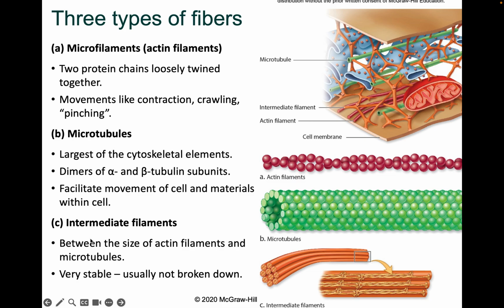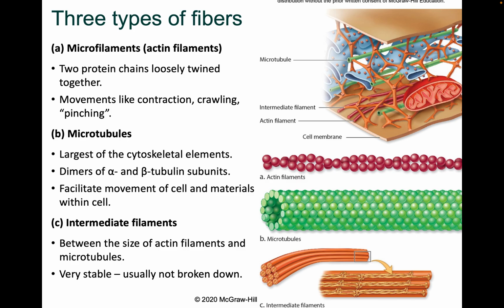And then you have the final one, which is intermediate filaments. Intermediate filaments are, as the name says, intermediate, meaning that they're in the middle in size. They're bigger than microfilaments but smaller than microtubules. And these are very different from microfilaments and microtubules because they're made of different types of proteins, not just like microfilaments, which are only made of actin, or microtubules, which are made of alpha and beta tubulin. These can be made of different proteins.